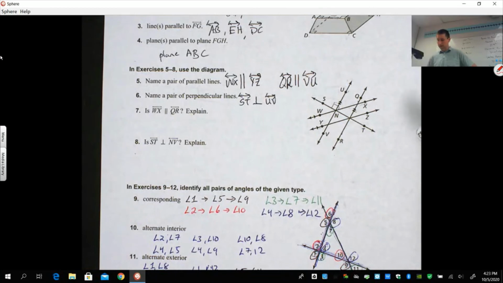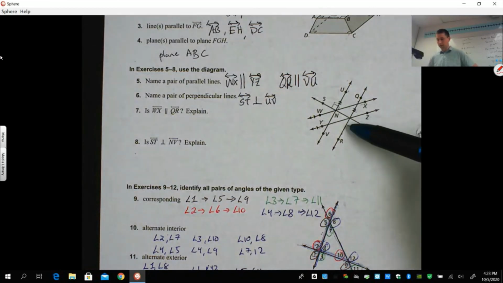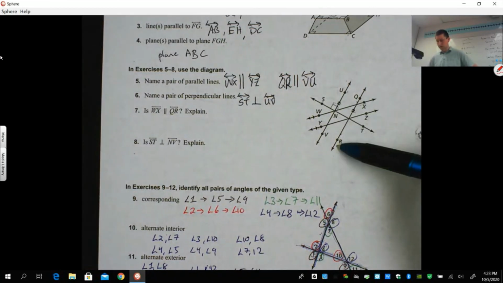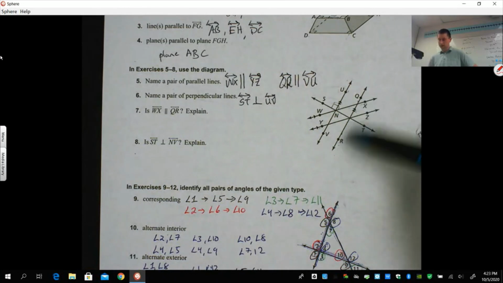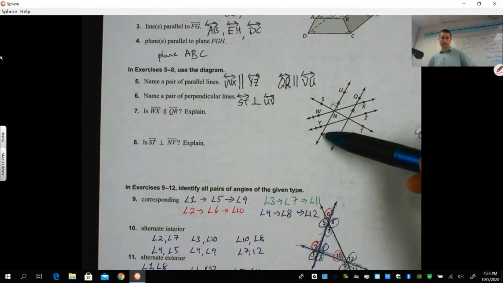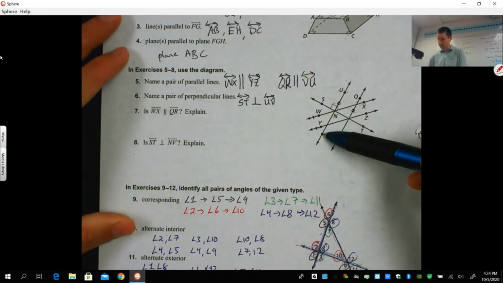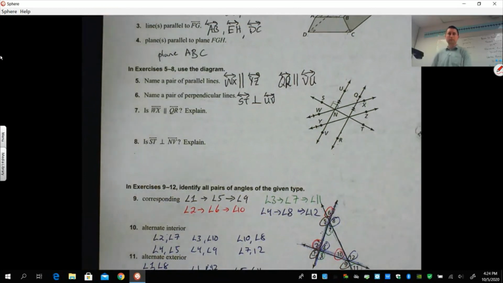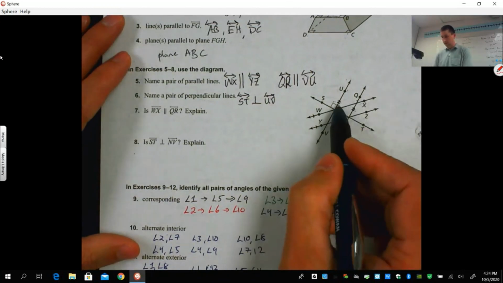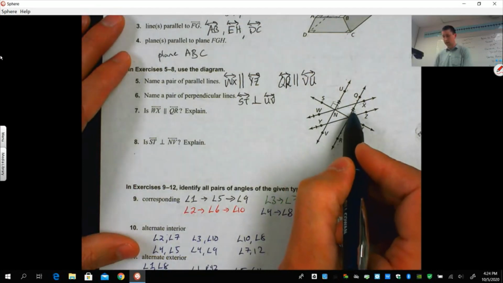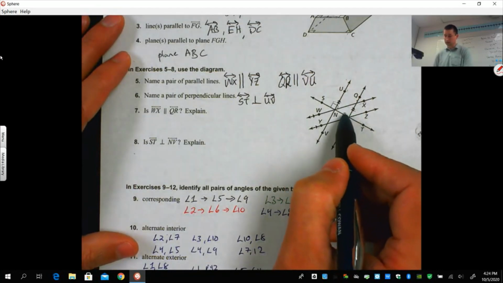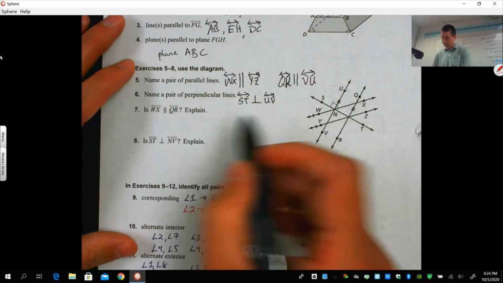Now we can argue that ST would also be perpendicular to QR because QR is parallel to UV, and we're going to get into that in this chapter here. So we don't have that proof or theorem yet, but you should be thinking like, oh, if it's parallel to this one and this one's going in the same direction, it should be perpendicular to that one as well. It's perpendicular to this one.